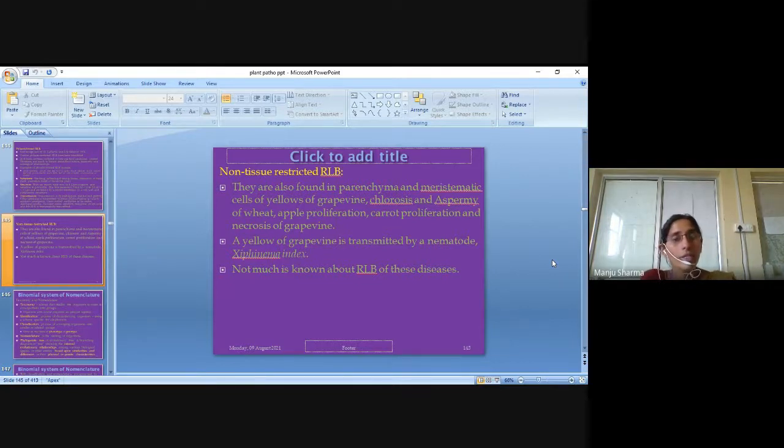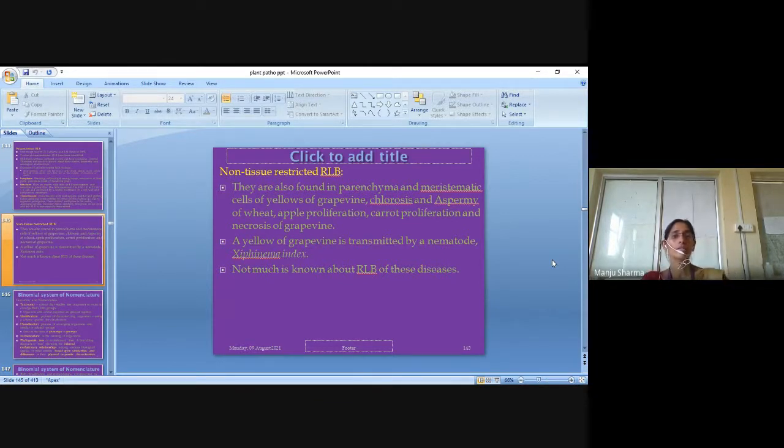And the last one is non-tissue-restricted RLB. They are also found in parenchyma and meristematic cells, as in yellows of grapevine, chlorosis, aspermy of wheat, apple proliferation, carrot proliferation, and necrosis of grapevine. Yellows of grapevine is transmitted by a nematode, Xiphinema index.